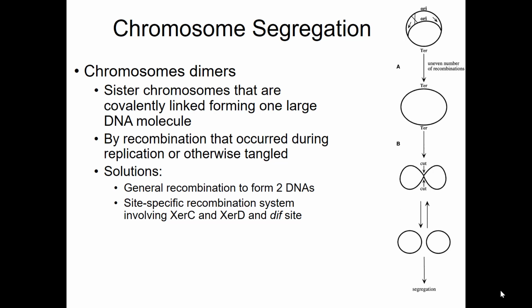So for example, chromosome dimers are actually fairly common. This is where sister chromosomes are covalently linked, forming one large DNA molecule. So you can see here, what should be two chromosomes is one big chromosome. This often occurs through a recombination event, shown here by this red X, that occurred during replication, or the chromosomes can become otherwise entangled. There are two solutions to this problem: general recombination to form two DNAs, or site-specific recombination involving the XerCD system. It's this XerCD and dif site system that we'll talk about today.